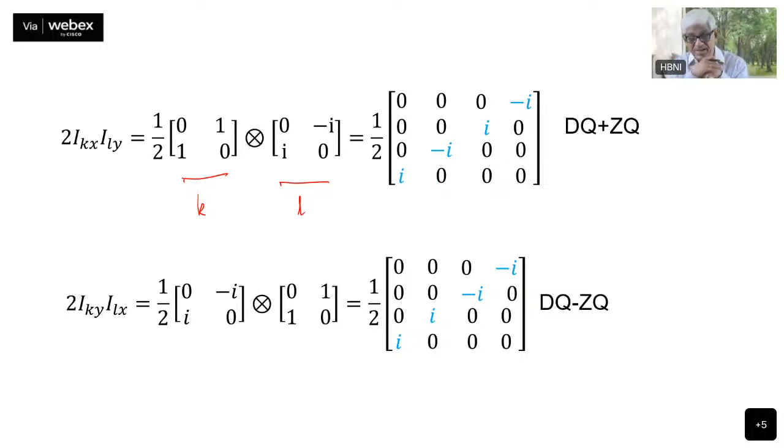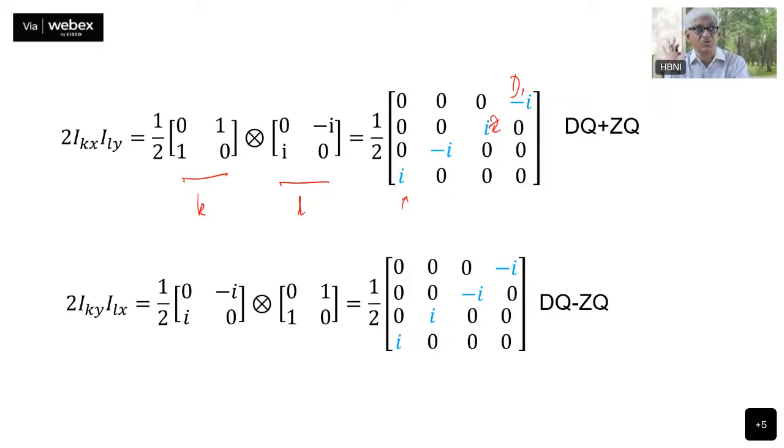Now in the two spin state, what do these elements represent? These represent double quantum. This represents a double quantum, the other representing double quantum, and this represents a zero quantum. This is double quantum and this is zero quantum. Therefore, this representation 2 IKX ILY is the sum of double quantum plus zero quantum coherences. All other elements are zero, nothing else is non-zero there.